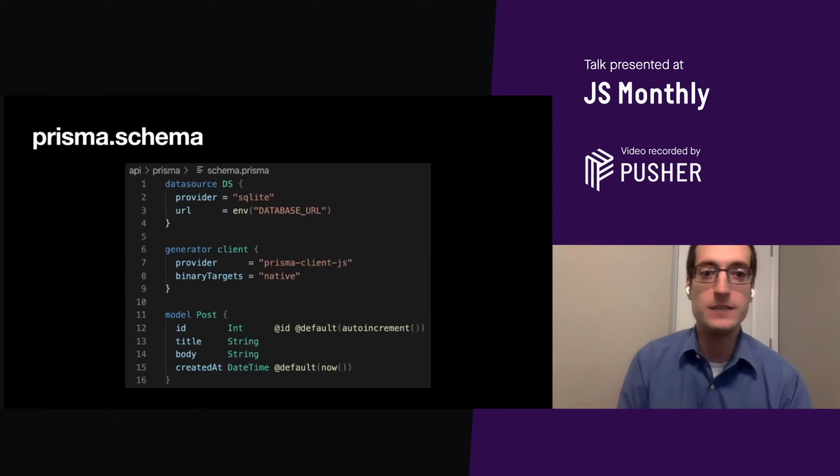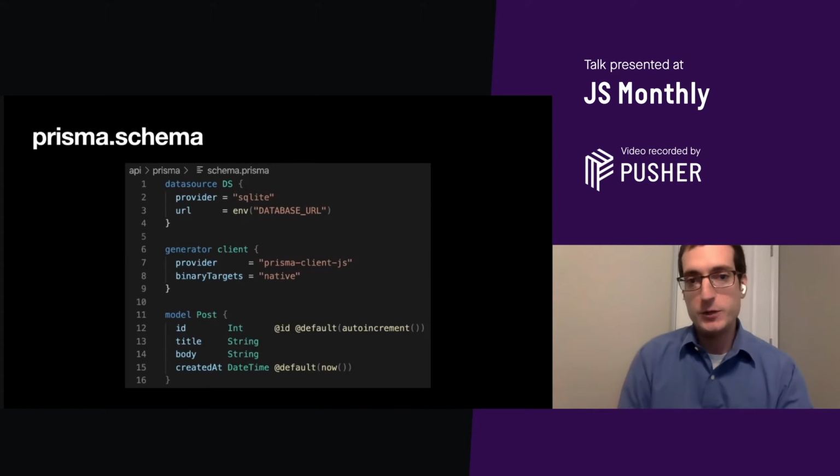This is what defines first our database as being SQLite, and it's going to set it to an environment variable of DATABASE_URL. And then it generates a Prisma client, and then it creates models. So we have a post model here, which is just like a blog post, and it has a title and a body.